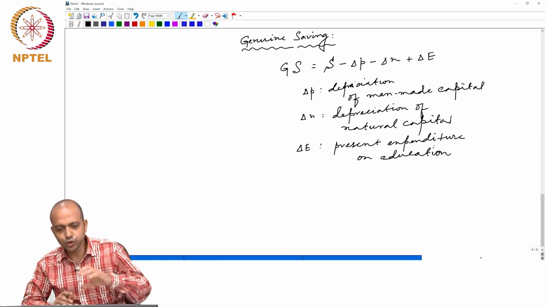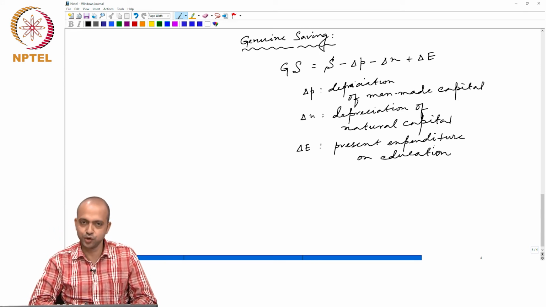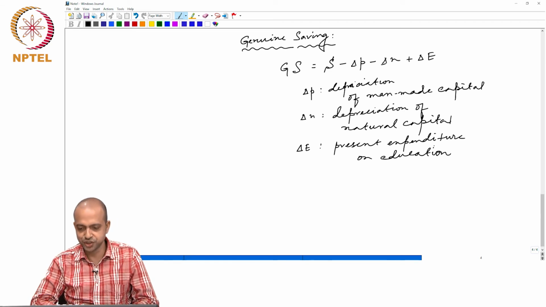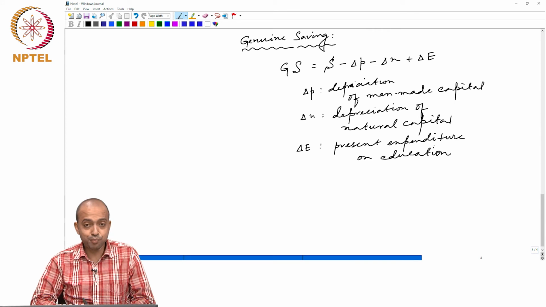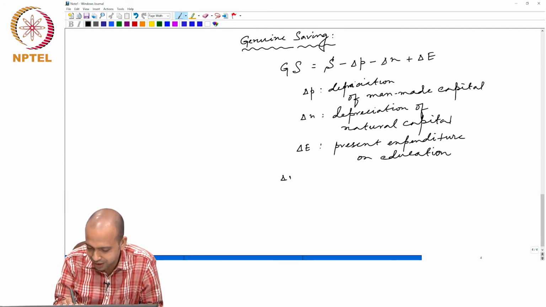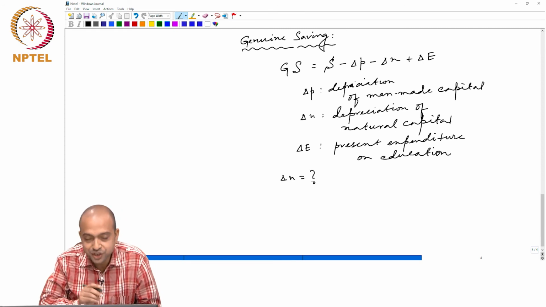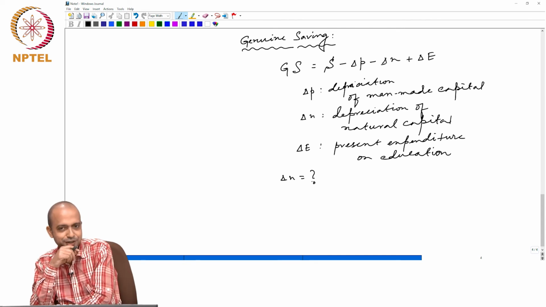Okay. This is how we can change the national saving into another indicator called genuine saving. Now, the question is, how do you measure delta P, depreciation of man-made capital, which is very easy. But how do you measure delta N, the depreciation of natural capital?